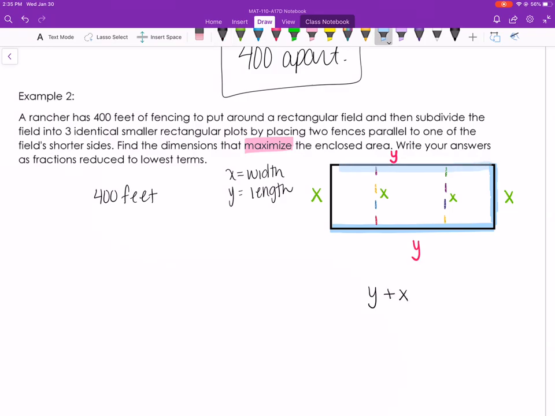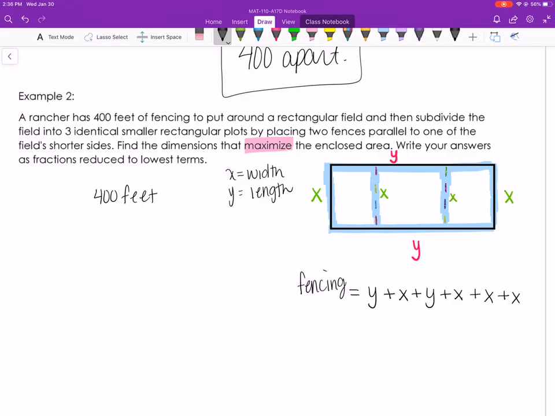Fencing here, which is plus y. Fencing down the side, x. And then he also wanted to do fencing on those parallel pieces because I want to divide all this up. So there's plus another x, plus another x. Okay, so that is my fencing. That's where all the fencing is going.